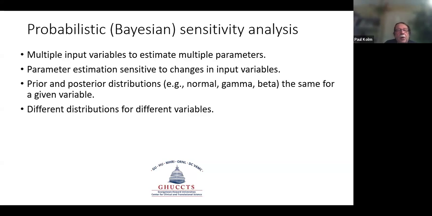So the difference here is that the prior and the posterior distributions in the probabilistic sensitivity analysis are the same. So we're not changing the posterior distribution from the prior. So it's going to be either normal or gamma or beta or some other distribution. The thing is, though, in probabilistic sensitivity analysis, we can have different distributions for different variables.